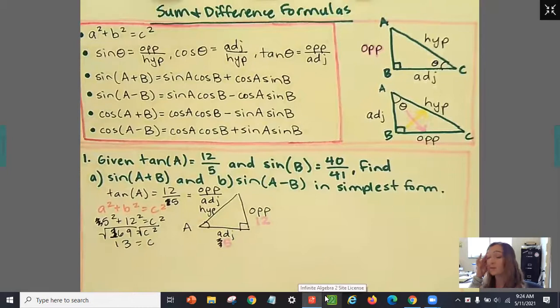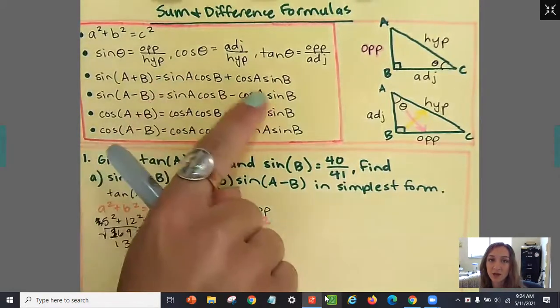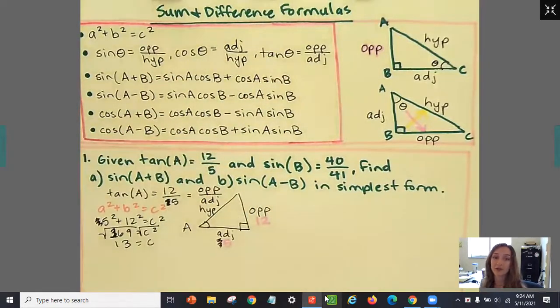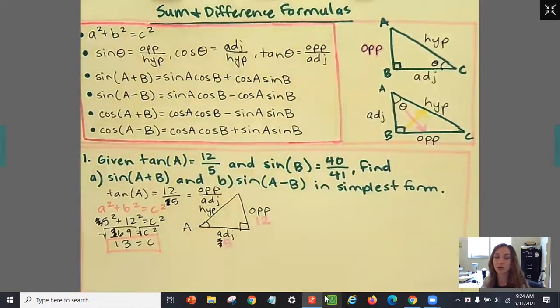All right, and now we have our 3 different sides, and we can go ahead and start figuring out our sine and cosine values. The whole reason that we're doing this is because we need sine of A and cosine of A, and both of those are going to be using our hypotenuse. So that's why we had to find our hypotenuse. Now we can start plugging in these values.